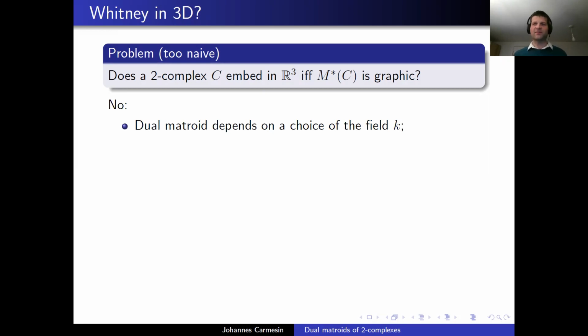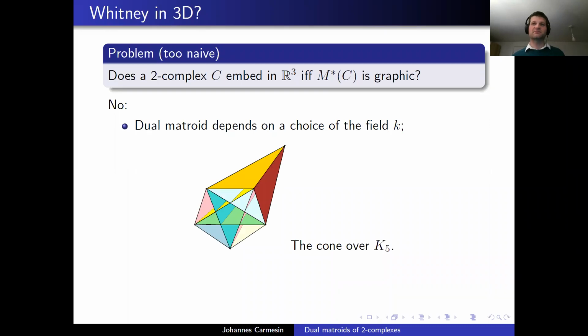The first thing is that I was a bit sloppy in formulating it. On the last slide, the definition of the dual matroid implicitly depended on a field K, and now I left it out. So we have to be careful with the dependence on the field K. The second thing is that this statement is simply not true, no matter what field you take. Here's a counterexample: the cone over K5. So how does this work?